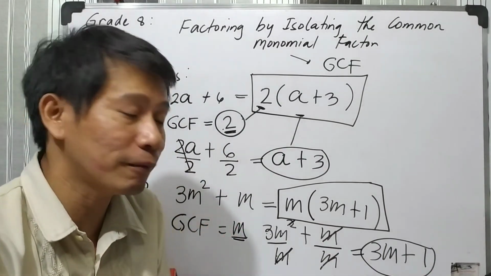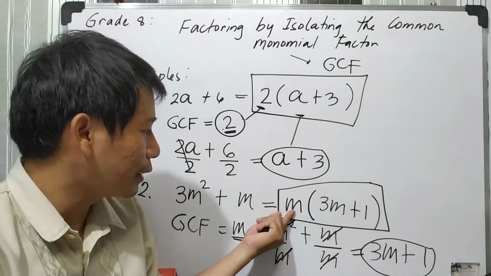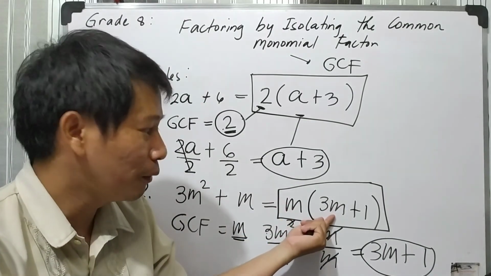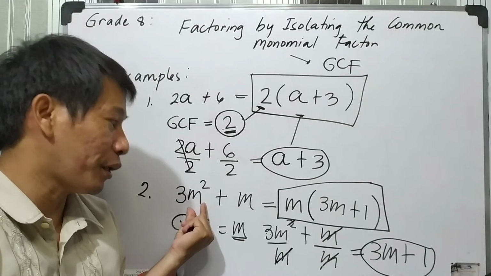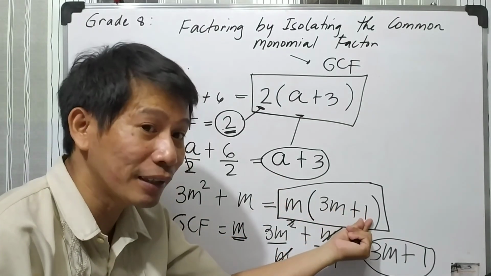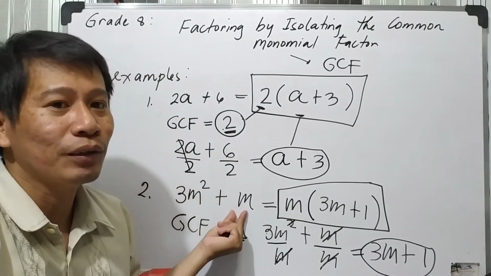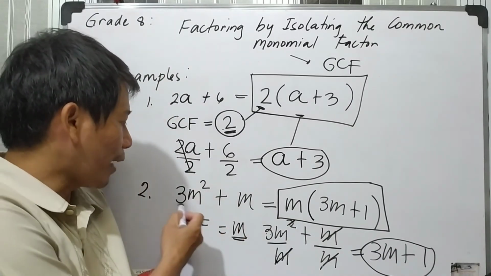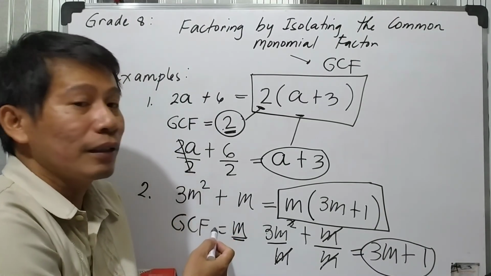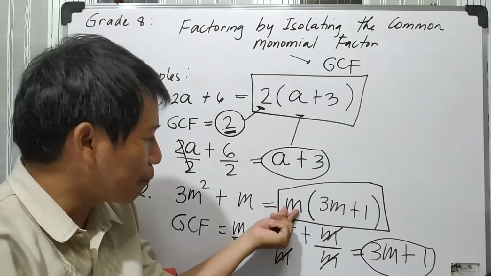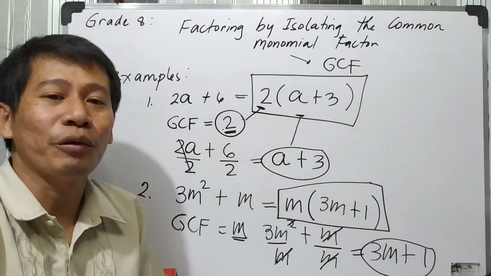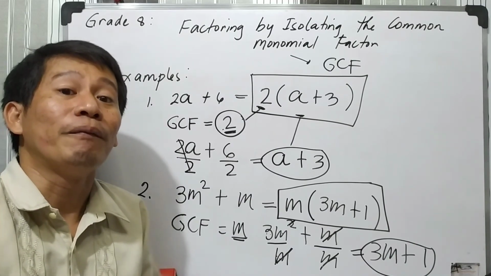Okay, you can check it by multiplying this by distributive property. So m times 3m, we will get 3m squared. And then m times positive 1, we will get m. So therefore, the factors of 3m squared plus m is equal to m times 3m plus 1. Okay? So we're going to have more examples.